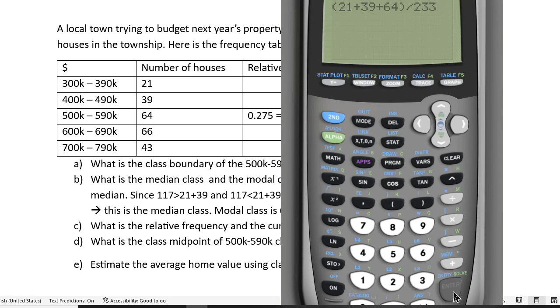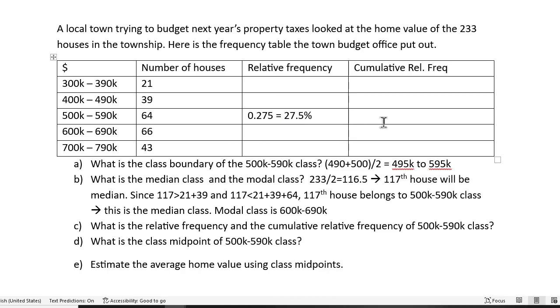233. And that gives you 0.532, which is equal to 53.2%.